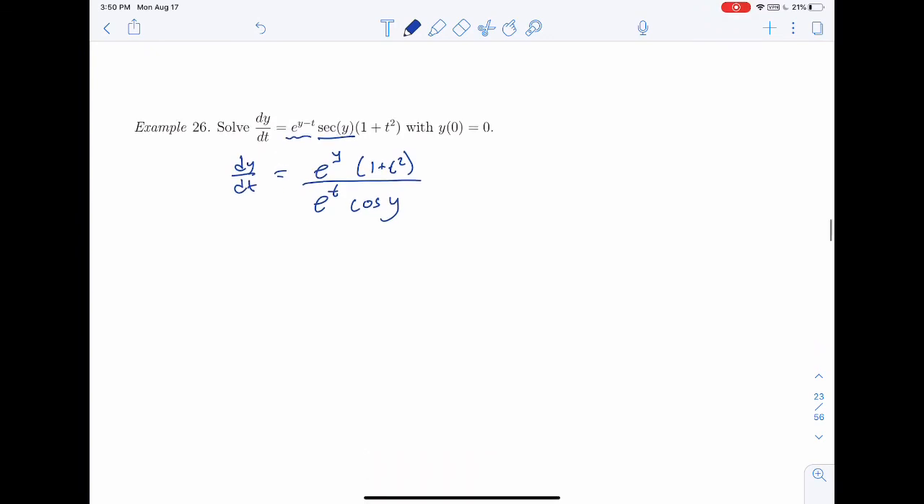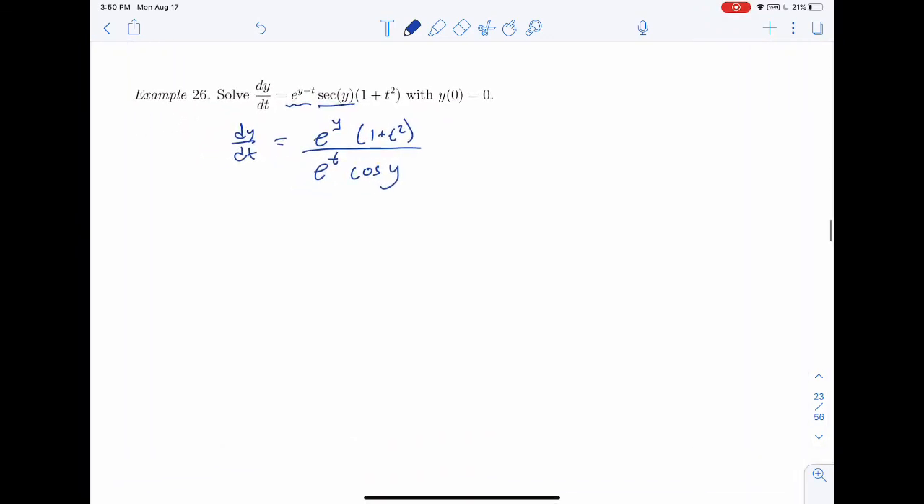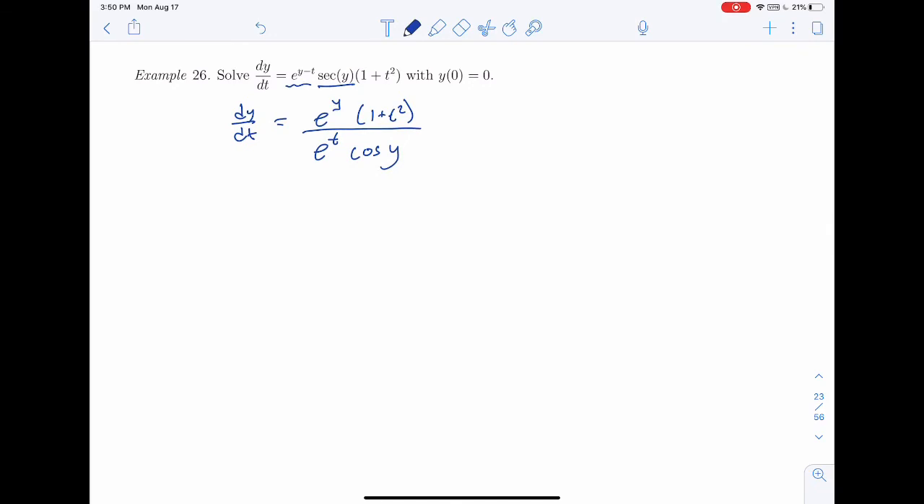Now, this problem is usually a very good one that takes up a lot of time in class because this has a ton of stuff to do. I can separate this all fine and good here. So when I multiply, I get cos y, I get e to the minus y, because that would go to the bottom. Cos y would come to the top. E to the minus y cos y dy is equal to e to the minus t times 1 plus t squared dt.